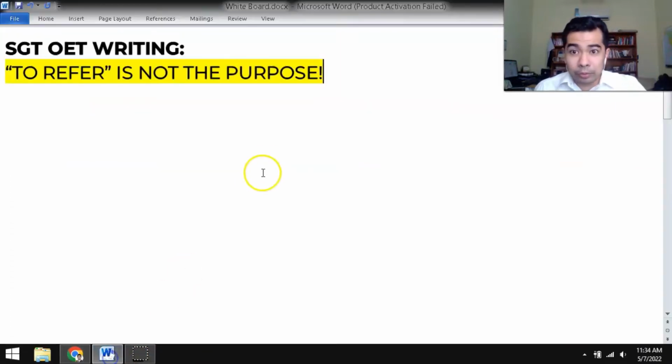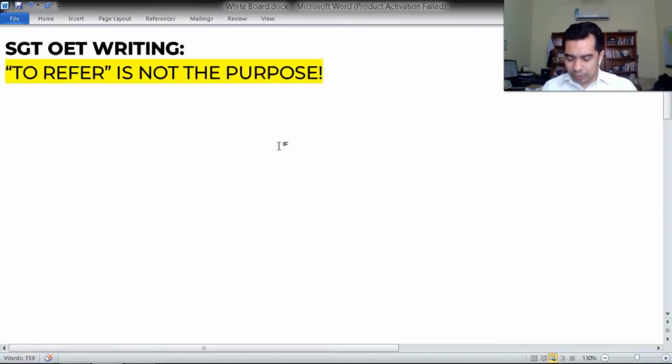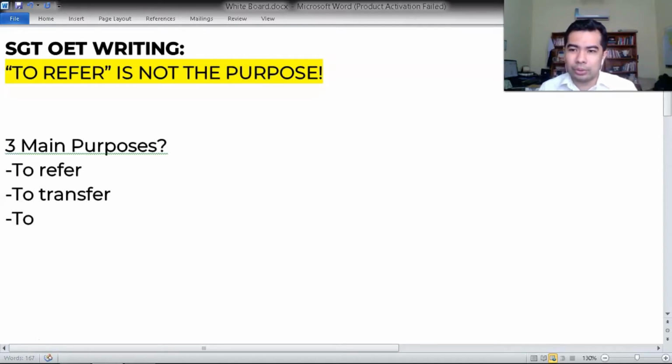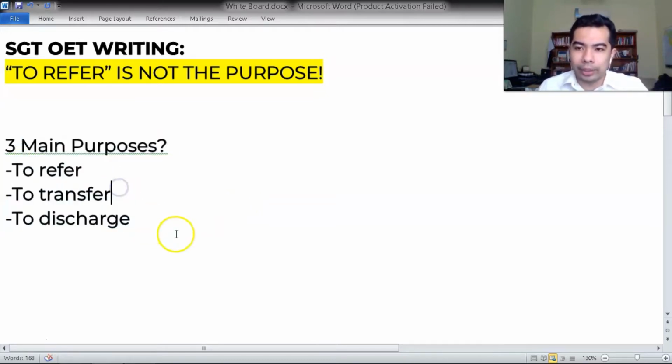Alright, so let's start with a misconception though. There is an understanding for most students that there are three main purposes. They say that it would be to refer, because it's a referral letter. The other one is to transfer, since it's a transfer letter. And the next one is to discharge, because it's supposedly a discharge letter. I'm here to debunk this myth and this highly inaccurate, if not misleading, way of thinking in OET writing.